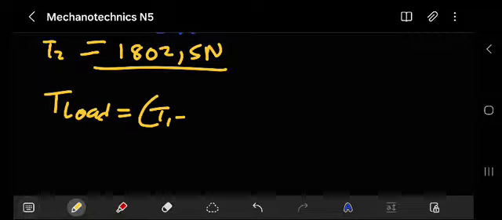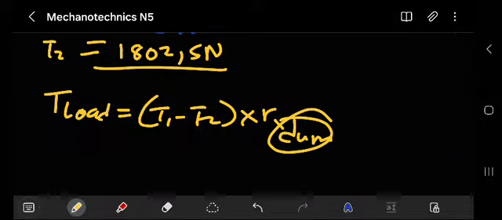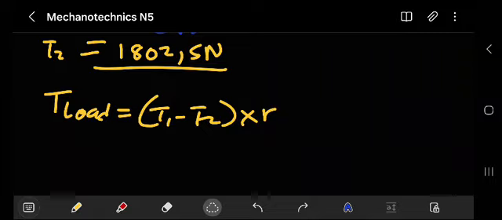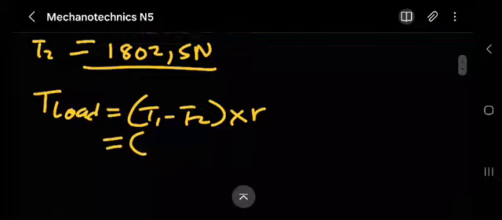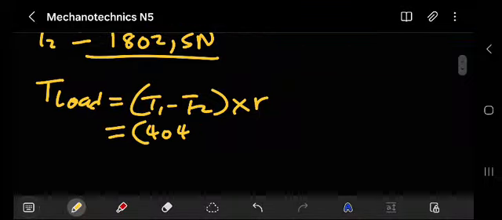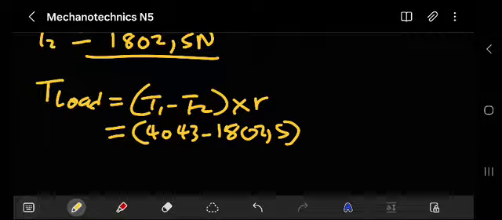All right. Now we want the torque. We call this the load torque. T load must be T1 minus T2, multiplied by what? By the radius of the drum. The radius of the drum, guys. So T1 we had there at the top, as you can see, 4043, minus this one, 1802.5, multiplied by the radius of the drum.